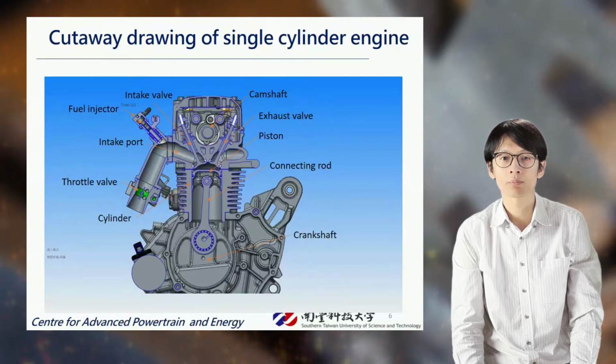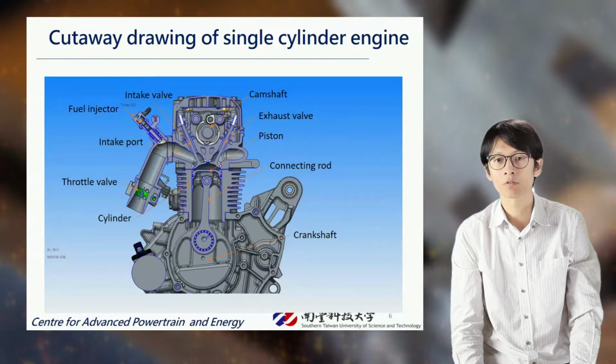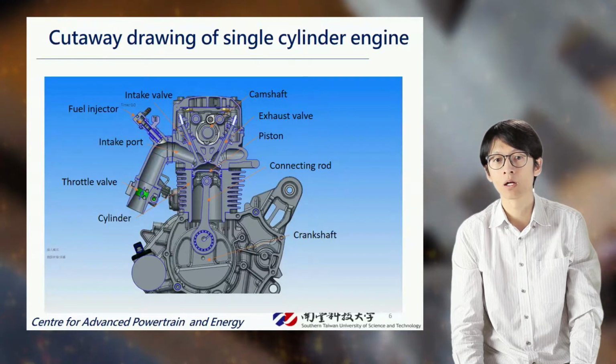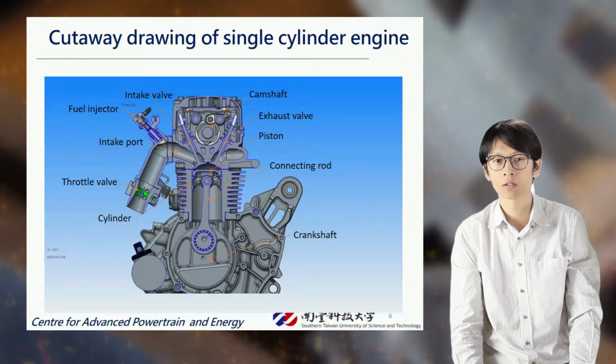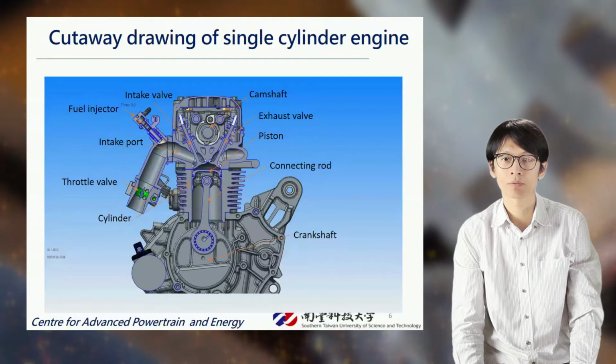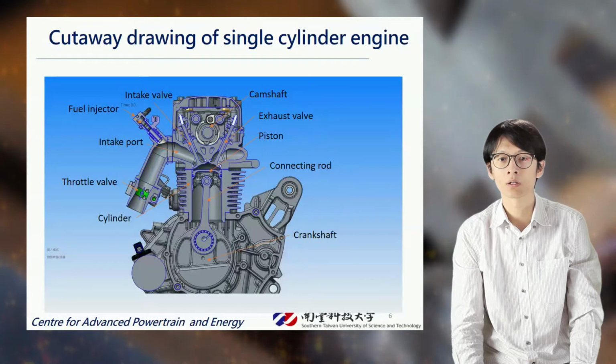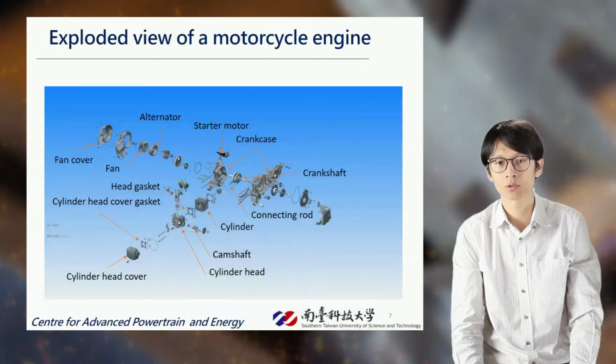The fuel injector supplies fuel injected into the cylinder through the intake port. The throttle valve controls the air flow rate into the engine. The higher the engine load, the wider the throttle valve opening is. The connecting rod joins the piston and the crankshaft. On the one hand, the piston has linear motion. On the other hand, the crankshaft has circular motion.